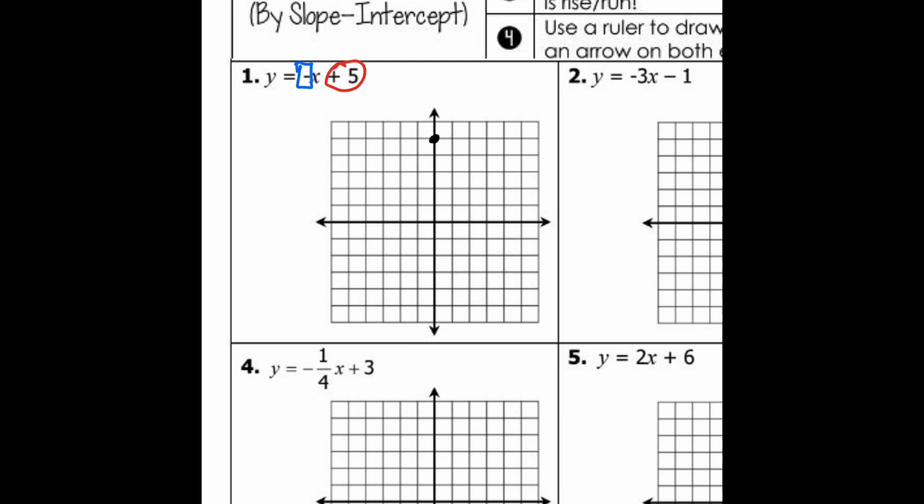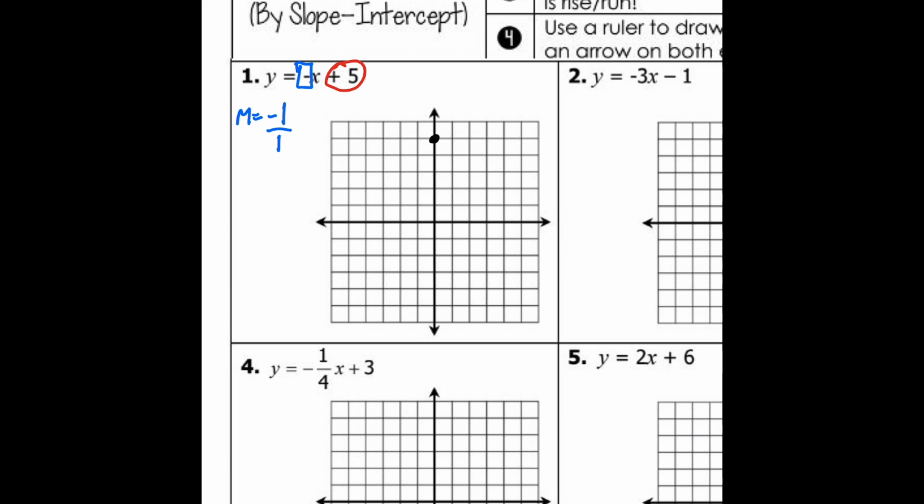Now my slope is the number in front of the x. If I have just a negative, remember, just a negative is -1. So my slope equals -1. And whenever I just have a whole number, I'm always going to write that as a fraction over 1. 1 over 1, 2 over 1, 3 would be 3 over 1, 4 would be 4 over 1, and so on and so forth. This will help me with my rise over run, remembering where to go and how to plot my next point.